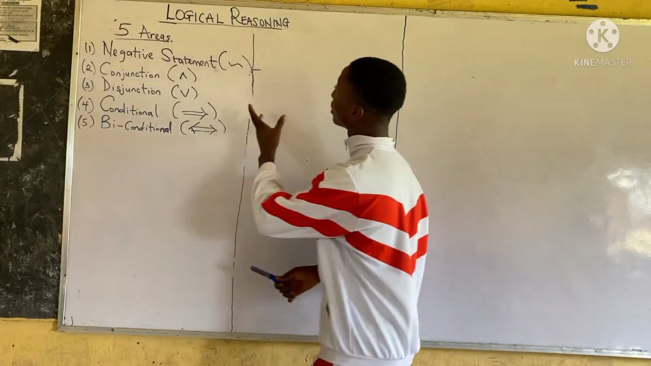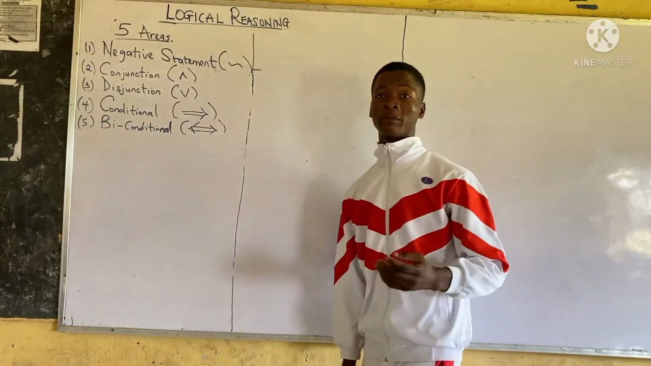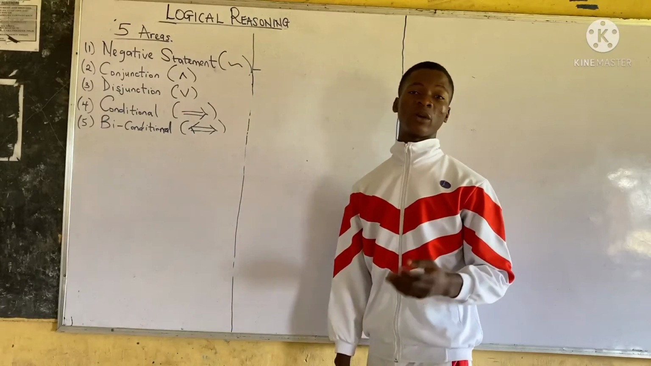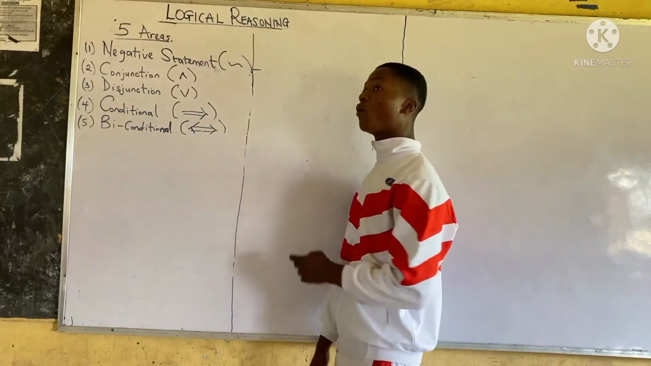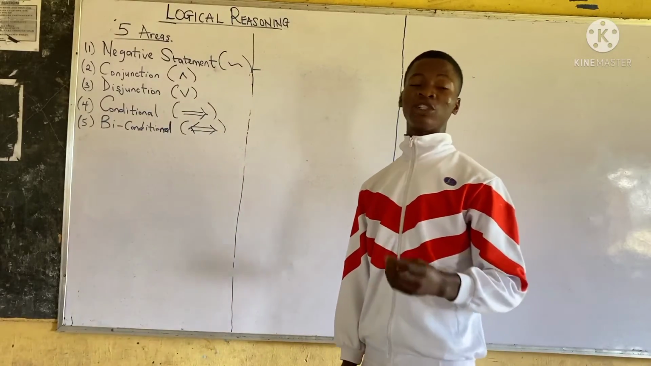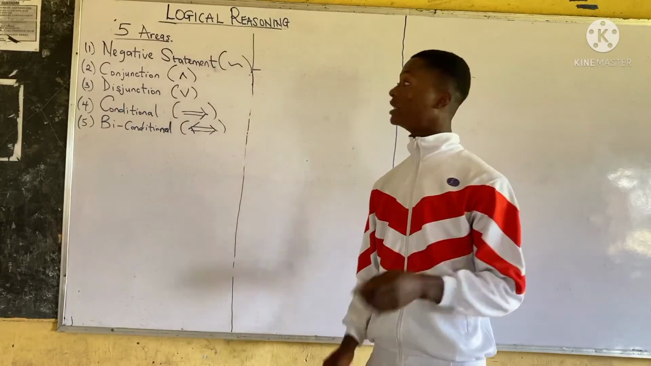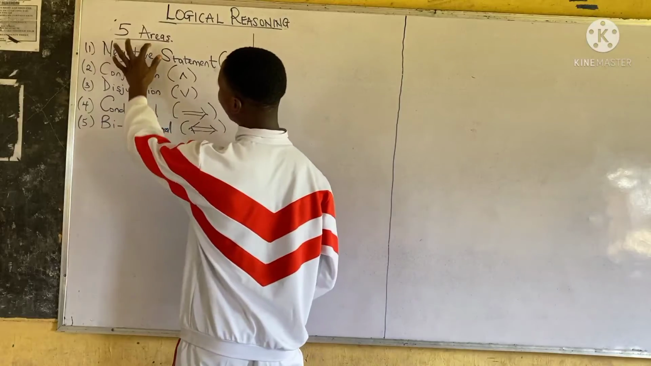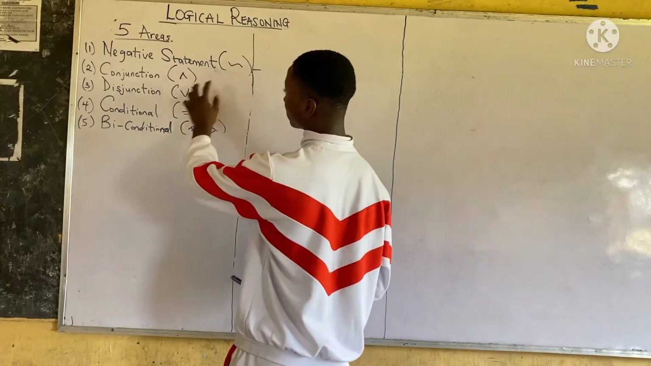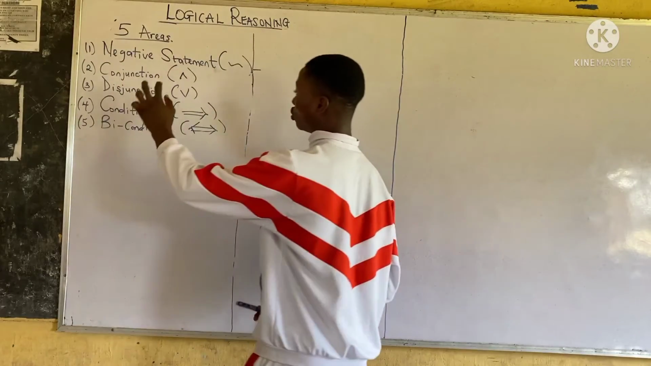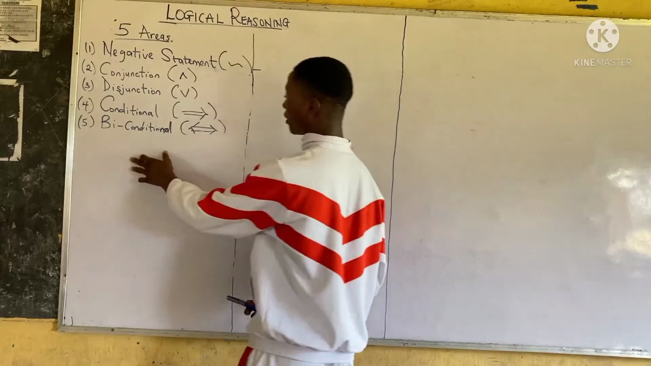Okay, now today we'll be talking about logical reasoning. And what do we mean by logical reasoning? Logical reasoning is a way of thinking. Now, one way in which people use these languages is to try to develop a line of argument or reasoning. Now we'll be considering 5 areas here. We'll talk about the negative statement, the conjunction, disjunction, conditional, and biconditional.